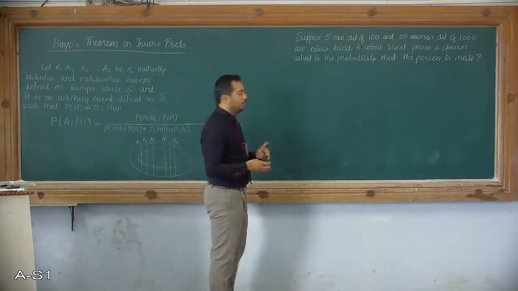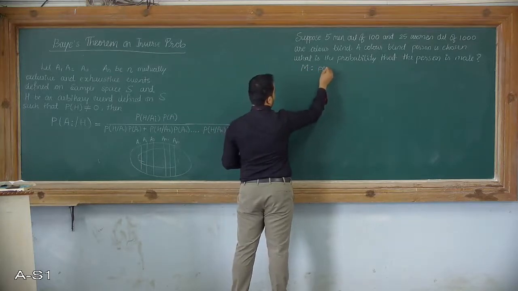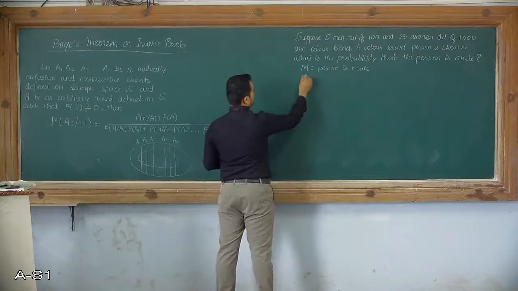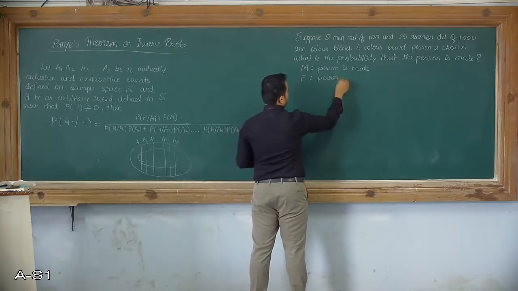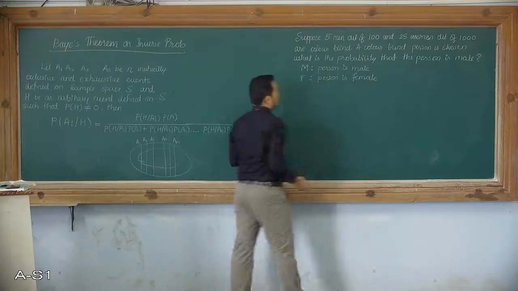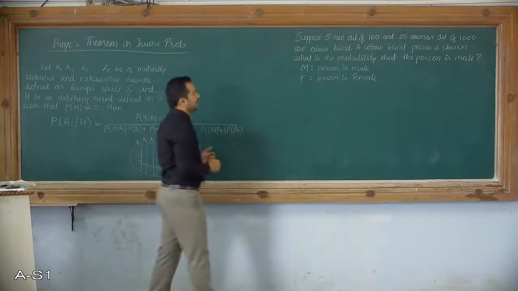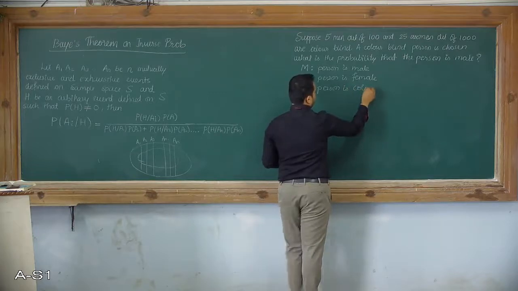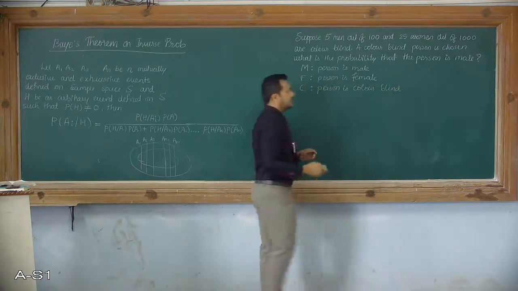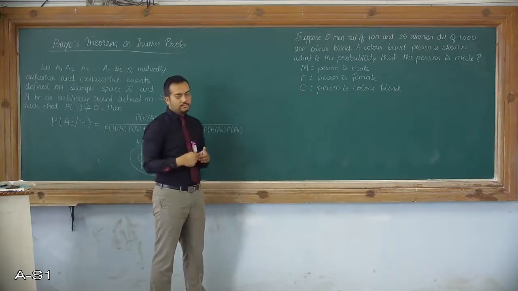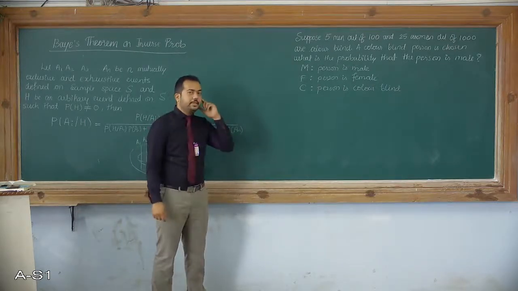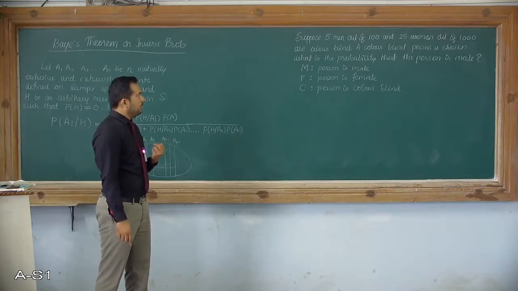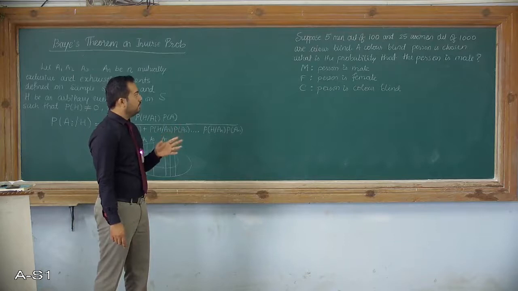Basically we have three types of events here. Event M is the person is male. Event F is denoted as the person is female, and event C is the person is color blind. So these are the three things given. We don't know the probability of the person being male alone, or of the person being female alone. We know that 5 men out of 100 and 25 women out of 1000 are color blind.